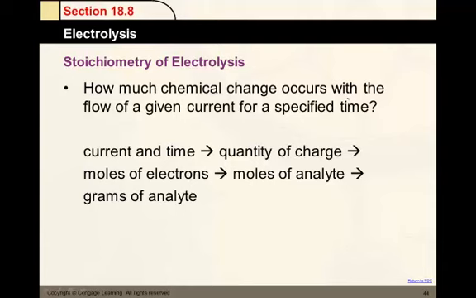In other words, if you have current and time, you can get the quantity of charge. From that you get the moles of electrons. From that you get the moles of analyte, which is usually the metal, and then the grams of the metal or analyte. You can go in this direction or you can go backwards. In other words, from grams to moles, to moles of electrons, quantity, and then current and time.